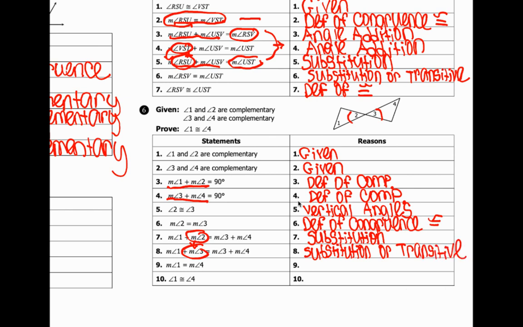So they said, well, that means 1 equals 4. So they subtracted measure of angle 3 on both sides. So that's subtraction. Then they said, okay, well, if measure of 1 equals measure of 4, then they have to be congruent. So that's definition of congruence. All right, that is that page. So we have a few more to do on the next page. So let's take a look at those.